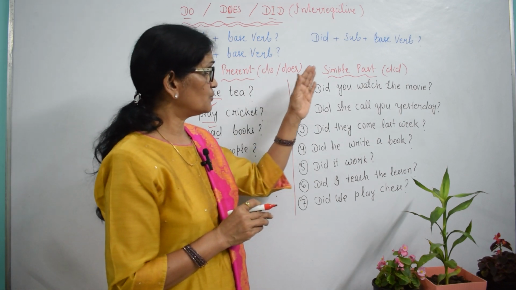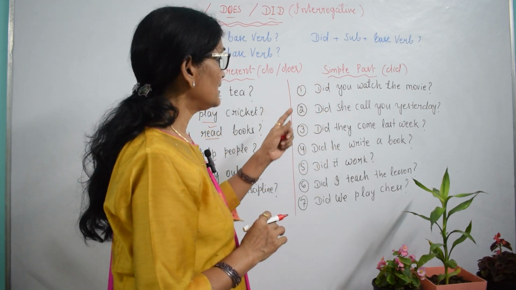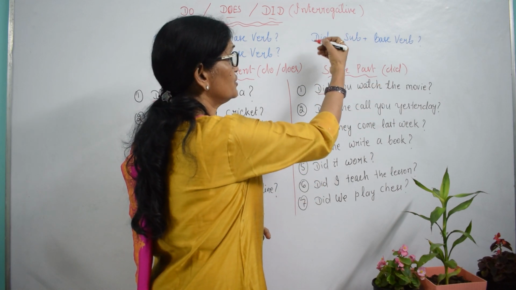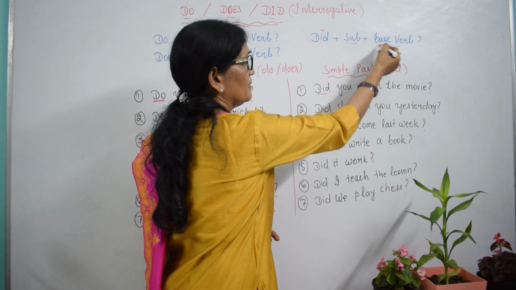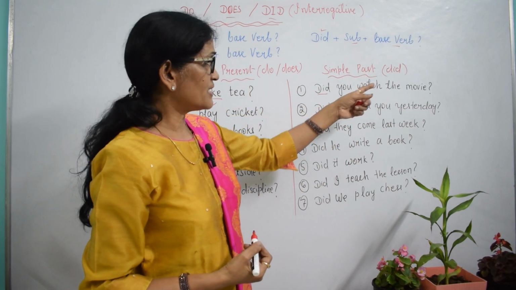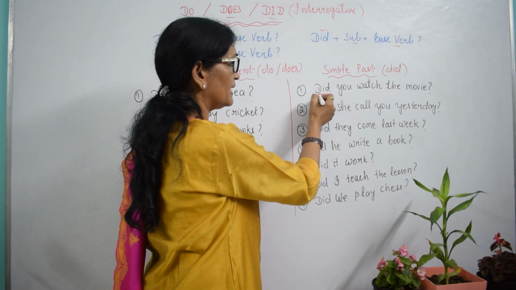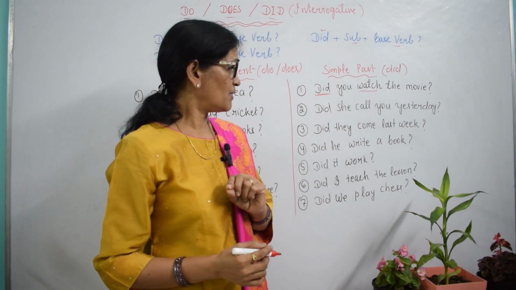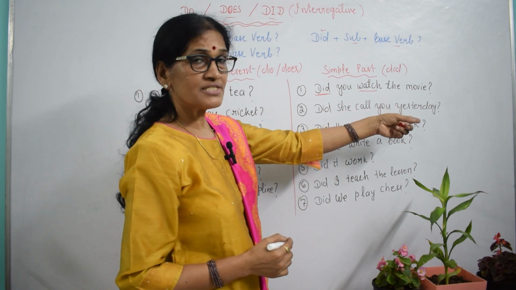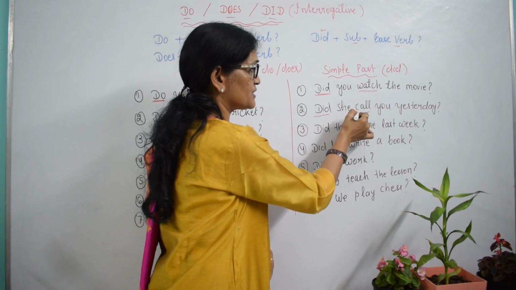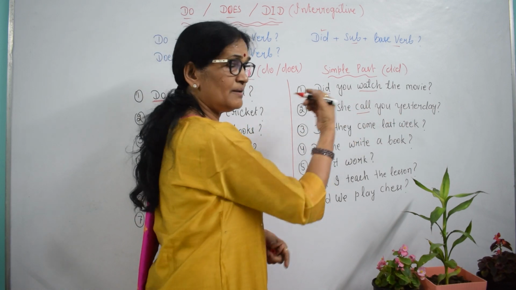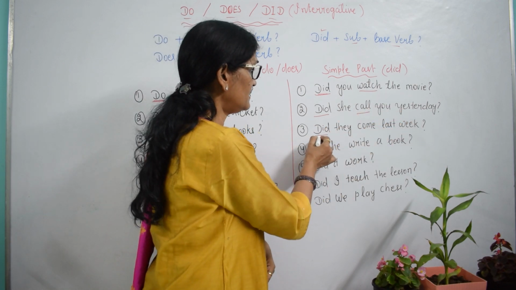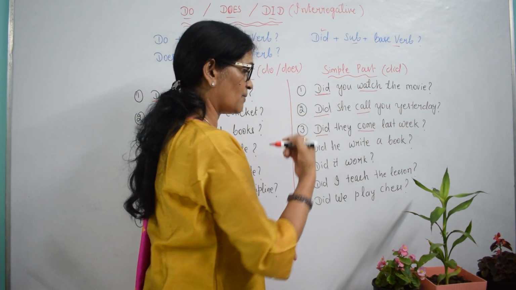Okay. Then come to simple past. Did you watch the movie? Here, did. What is the structure? Did plus subject plus base verb. Did you watch the movie? Did in the beginning and watch is the verb, base form of a verb. Did she call you yesterday? Did plus base verb. Did, subject, then base form of a verb. Did they come last week? Did and come. Come is the base form of a verb.